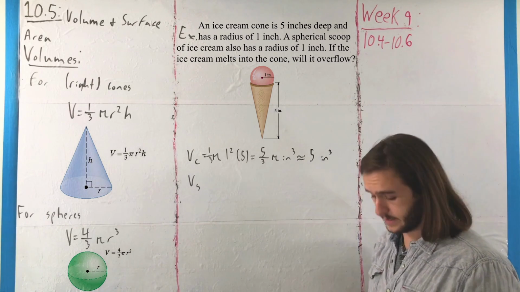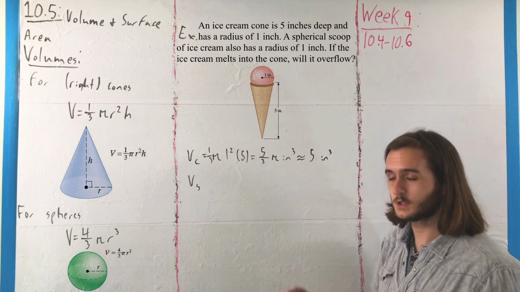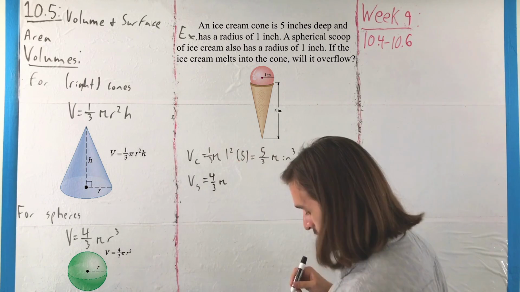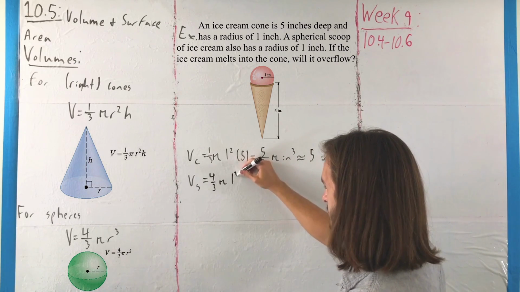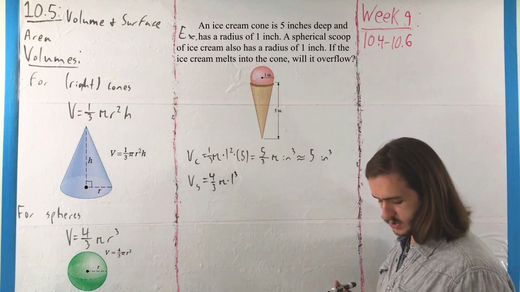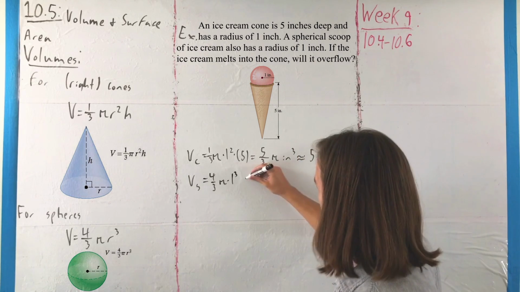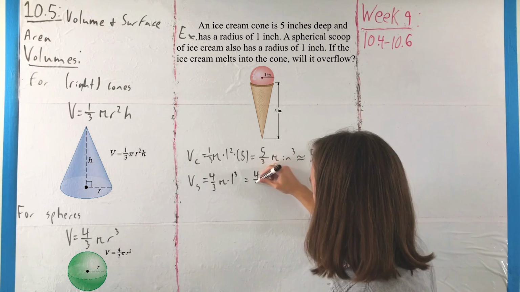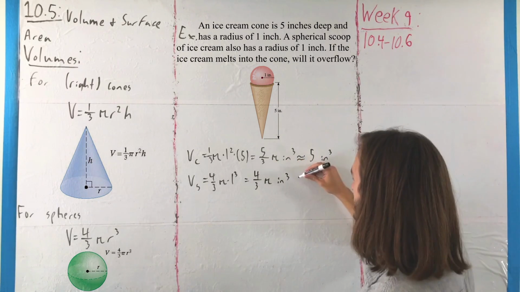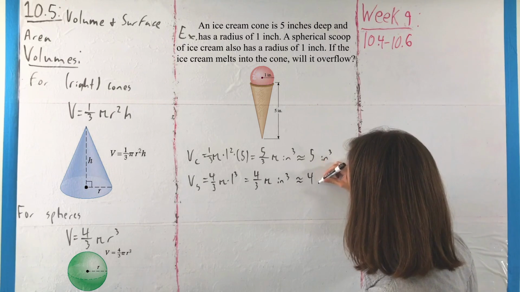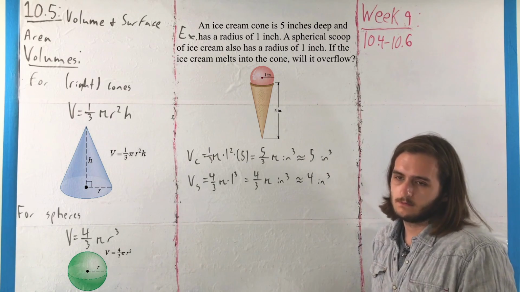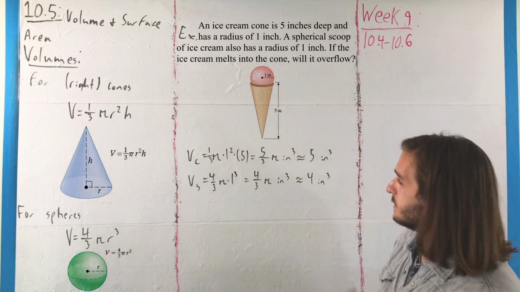Meanwhile, for the spherical scoop there, VS, we have 4/3 times pi times the radius cubed, but it doesn't really matter that we're cubing the radius in this case because we're just cubing a 1. It doesn't really do anything. So what we're going to end up with here is 4/3 pi inches cubed, and using the same sort of approximation, that gives us a volume of about 4 cubic inches for the scoop, which means, hooray, we don't have sticky fingers. We have a big enough cone to fit the ice cream in there.